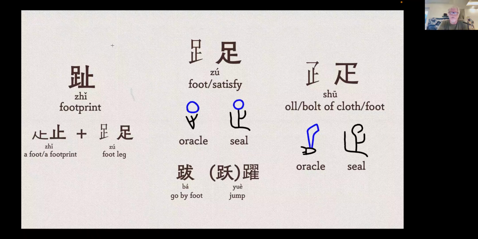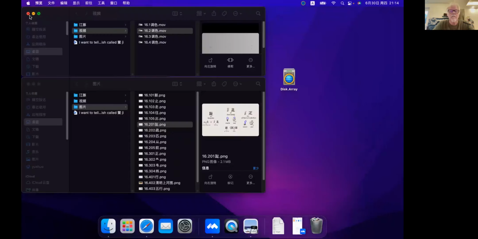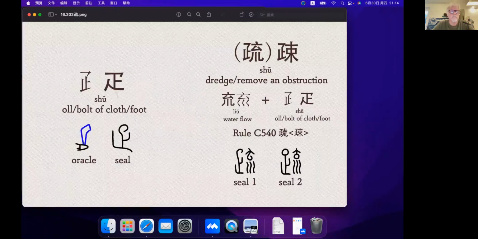In fact, we're pretty sure it was a pictograph of a leg and a foot. And there are many characters that have a zhu on the side. Only a few characters have shu on the side. So you can look at these components. One example with a shu on the side.